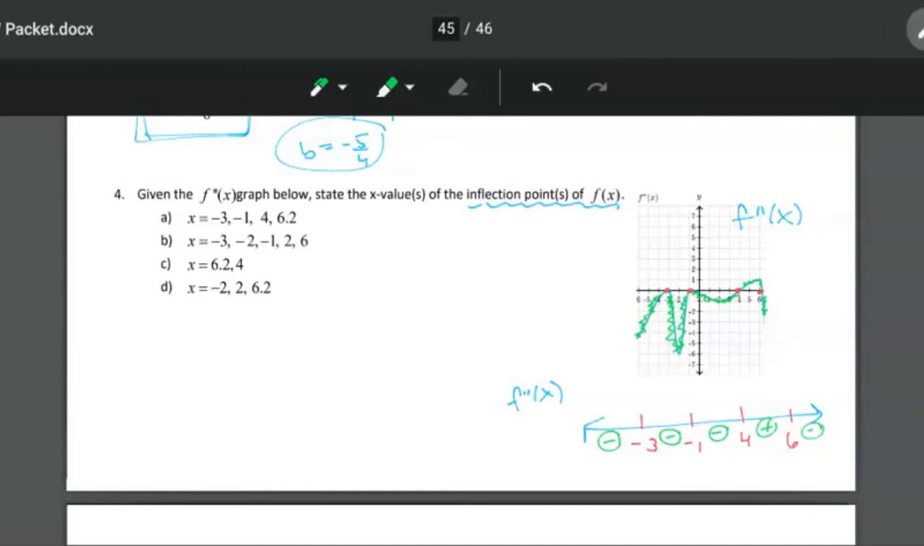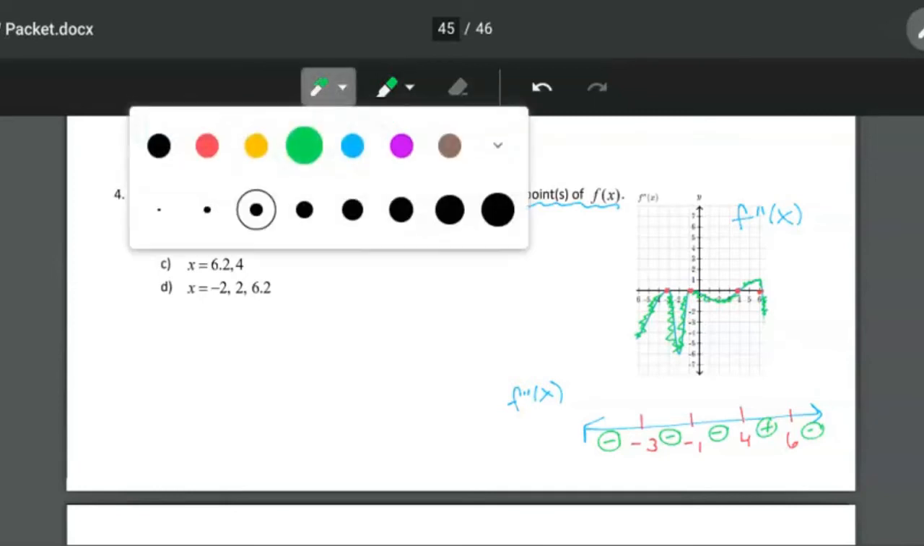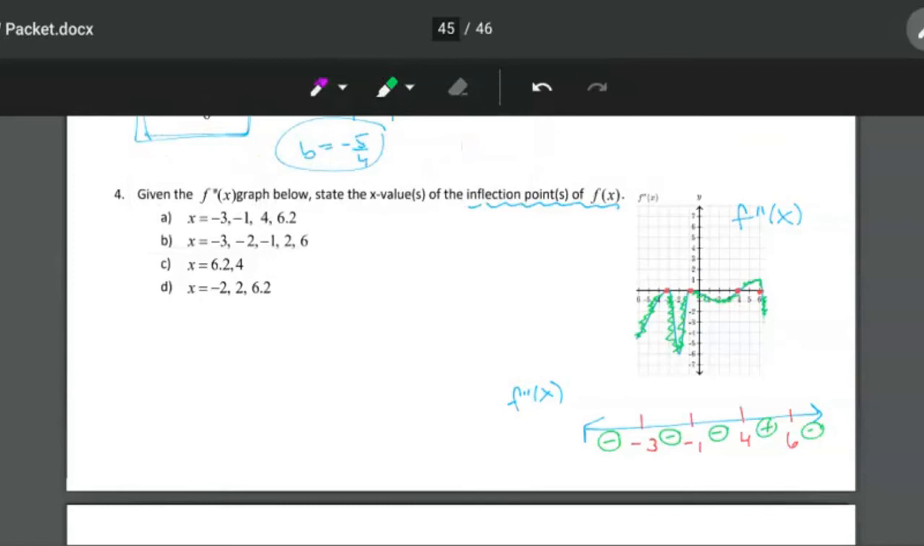All right, so given the graph, figure out the inflection points. Inflection points are where our second derivative changes sign. So at -3, there's no change in sign, negative to a negative. That's not an inflection point. At -1, again, no change in sign, negative to a negative. At 4, we have negative to a positive, so 4 is an inflection point. And then at 6, positive to a negative, there's a change in sign, that's an inflection point. So our inflection points are at 4 and 6.